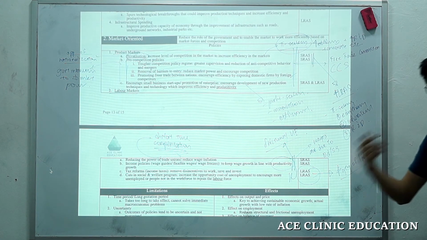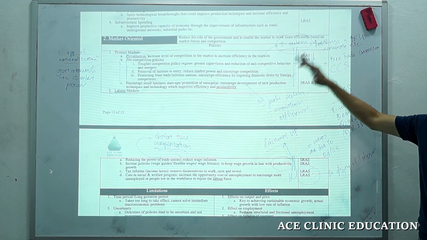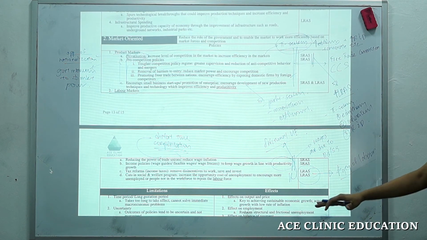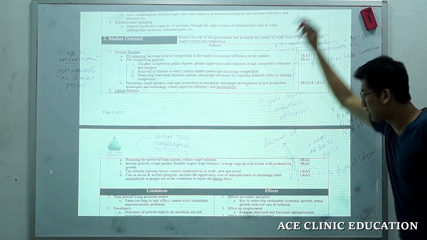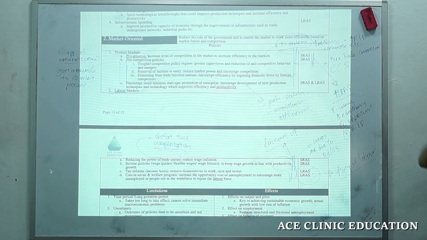So you need to keep your eyes peeled. There are things that are not here that can be considered market-oriented SSP as well. So especially for CSQ, you need to keep your eyes peeled for that. That's number one. Number two, the way to use supply-side policies is very different from demand-side policy.